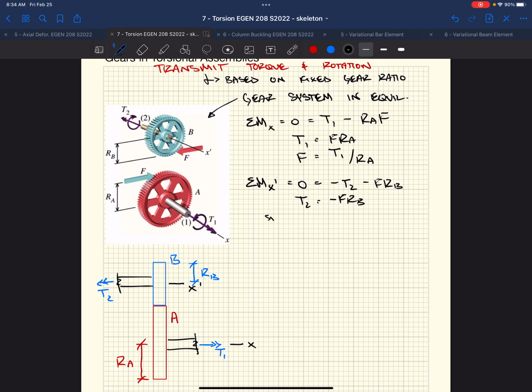Well, we can substitute our expression that we developed for the force that's applied between the 2 gears. We know that they're equal and opposite. They have to be. So we can say F equals T1 over R sub A. What does that mean? Well, that means T2 equals negative T1 R sub B over R sub A.